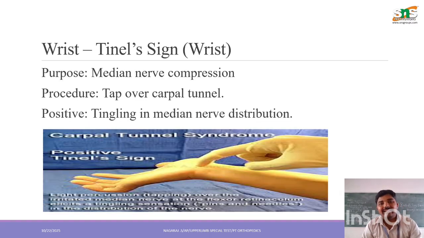Then the wrist Tinel's sign. The elbow Tinel sign is for the cubital tunnel; the wrist Tinel sign is for the carpal tunnel. This is a small differentiation. The purpose is median nerve compression. Procedure: tap over the carpal tunnel area at the wrist. If pain or numbness is felt in the distribution area, the symptom is positive and indicates median nerve compression.